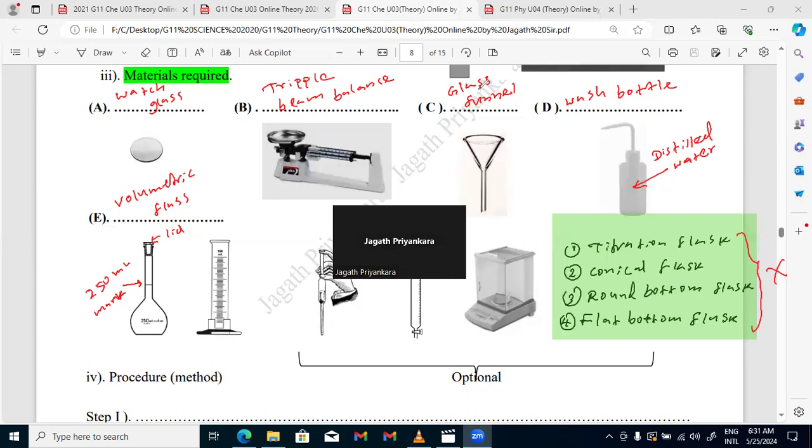Now, in the oral paper, they ask many practical related questions, activity related questions. In the structured essay paper also they ask, and in the essay type also. Many practical related questions.